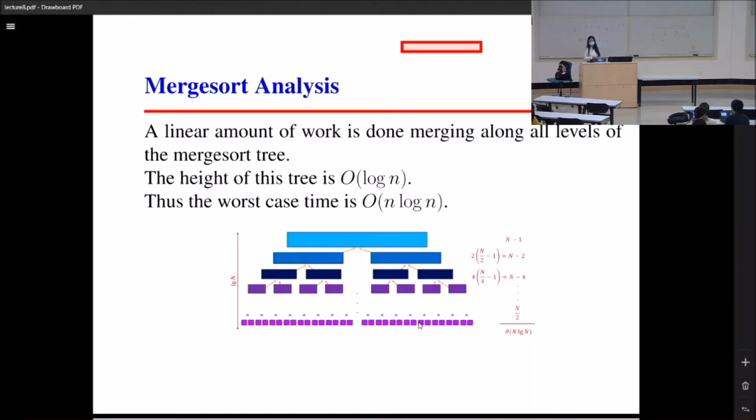I have a question for you. How many nodes are there in this tree? Yes, please. Yes, how do you get that?